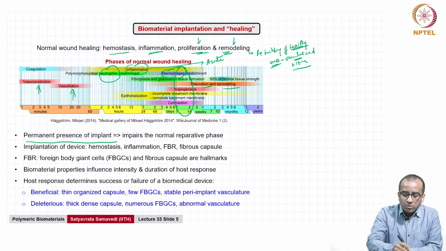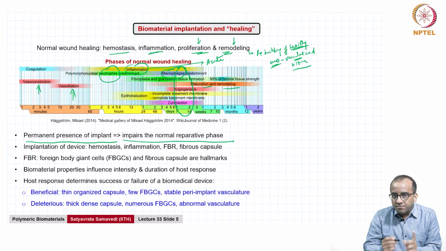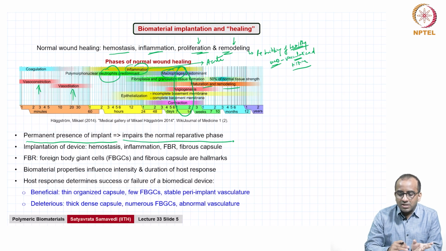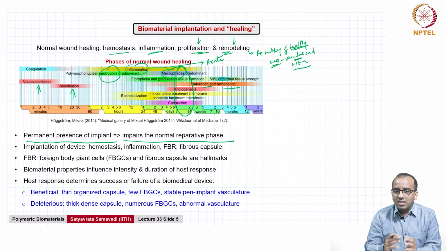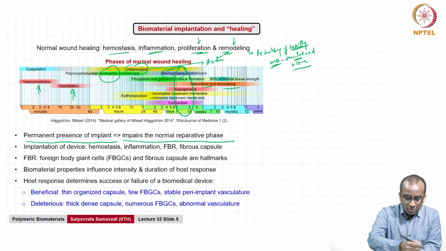So this is going to impair the normal reparative phase. You will still see homeostasis and inflammation, but where it starts to become different is that the acute inflammation will eventually transition not into a proliferative and a reparative phase. In many cases, it transitions to a chronic inflammation and a foreign body reaction phase. So that's sort of what we're saying here.